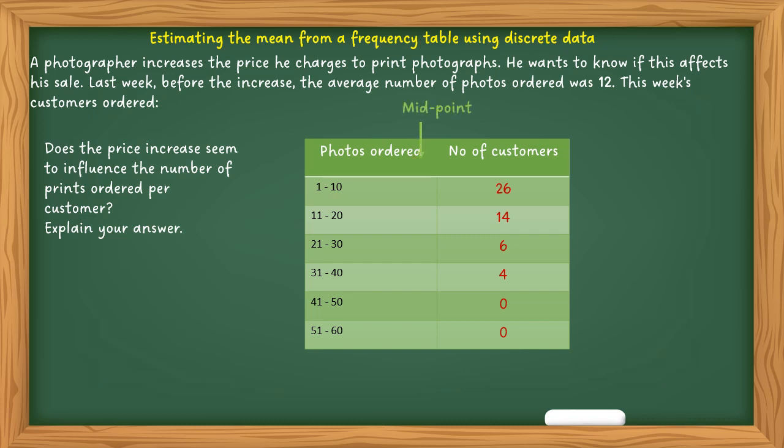Now the first thing in this type of situation is you have to find the midpoint between these two numbers. So if you add 1 and 10 together, you get 11. 11 divided by 2 is 5.5. 11 and 20 is 31, divided by 2 is 15.5, and so forth. So what you do is you find the midpoint of your photos ordered in this case, to turn this number into a solid number you can work with. You now have what they call discrete data, a solid number.